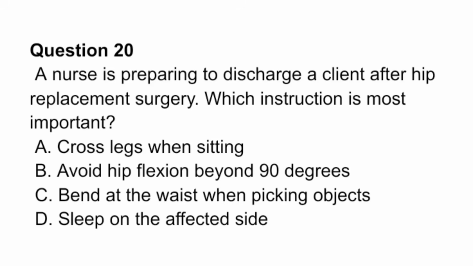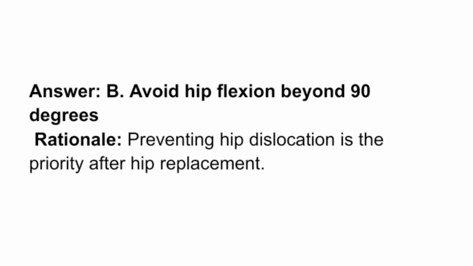A. Cross legs when sitting. B. Avoid hip flexion beyond 90 degrees. C. Bend at the waist when picking objects. D. Sleep on the affected side. Answer: B. Avoid hip flexion beyond 90 degrees. Rationale: preventing hip dislocation is the priority after hip replacement.